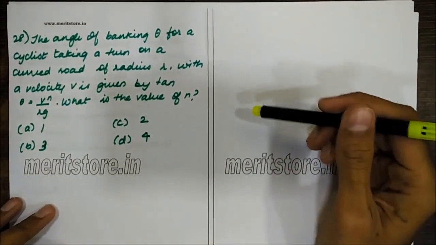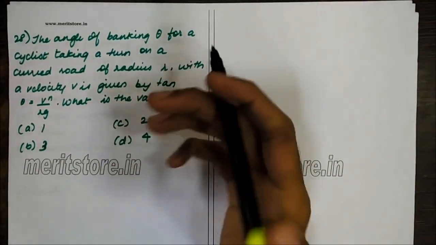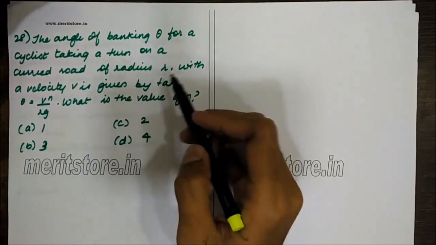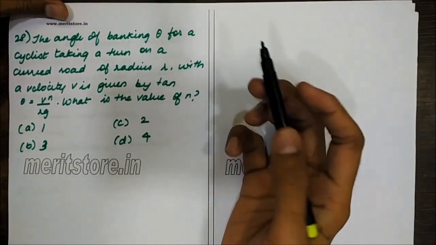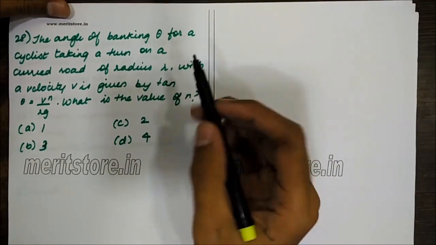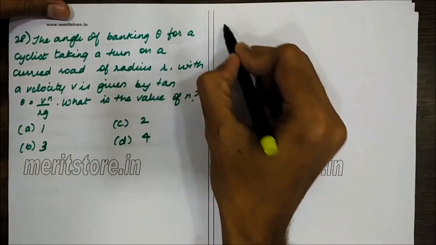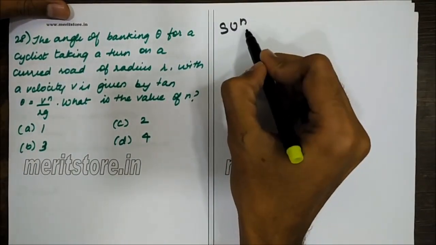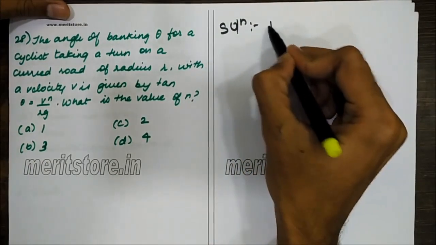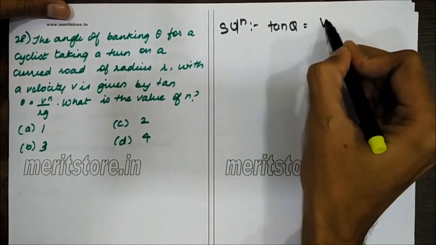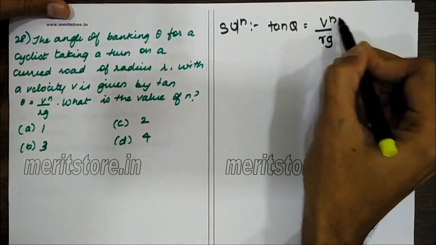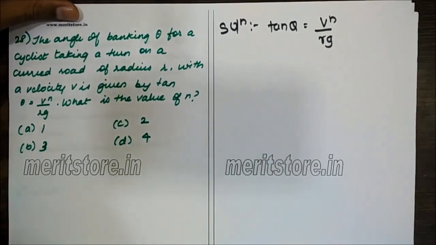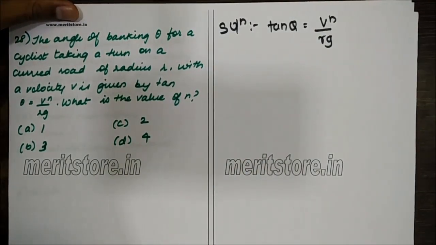The angle of banking theta for a cyclist taking a turn on a curved road of radius r with a velocity v is given by tan theta equals v upon rg, whole raised to n. What is the value of n? 1, 2, 3 or 4. Firstly we have the formula tan theta equals v upon rg with the whole raised to n. We need to find the value of n, so we'll go the dimensions way.